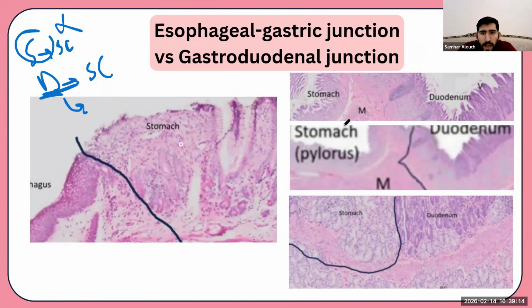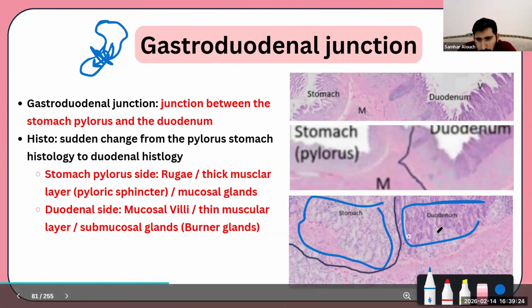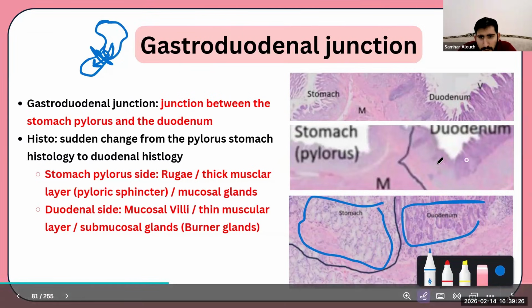Here we have the stomach epithelium, as you can see. It's just simple columnar. And here it's the duodenum. It's also simple columnar. It's tough to differentiate here without anything else.